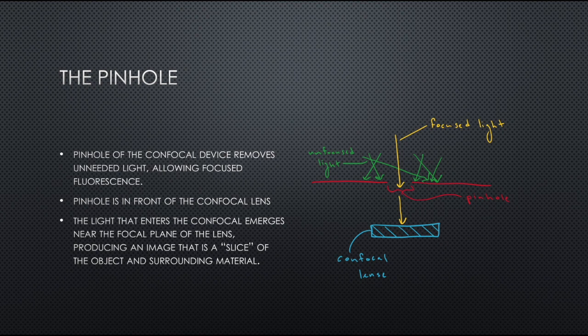The pinhole is in front of the confocal lens. It blocks unfocused light from traveling through the confocal lens. Thus, the light that enters the confocal emerges near the focal plane of the lens, producing an image that is a slice of the object and surrounding material. These optical slices allow clearer images with finer details.